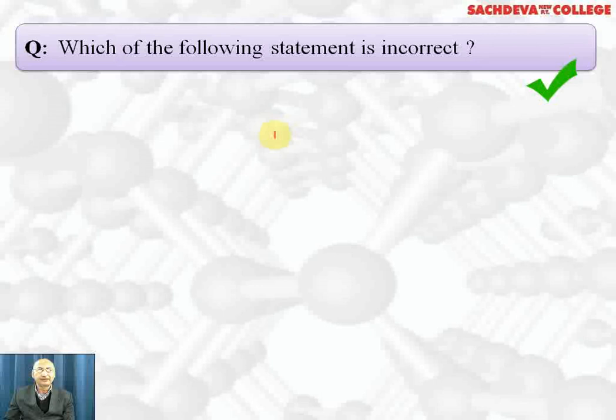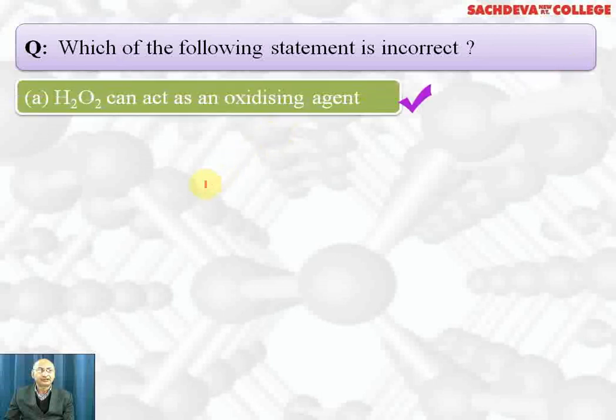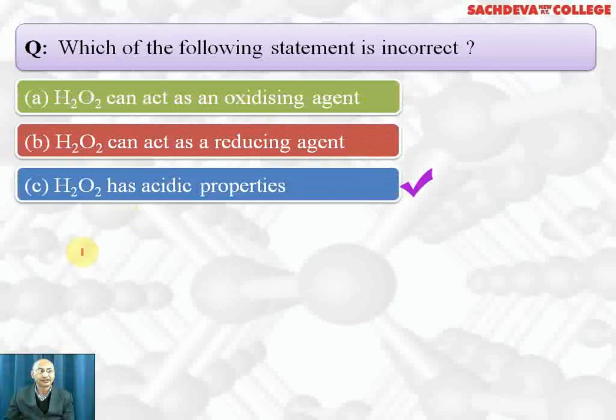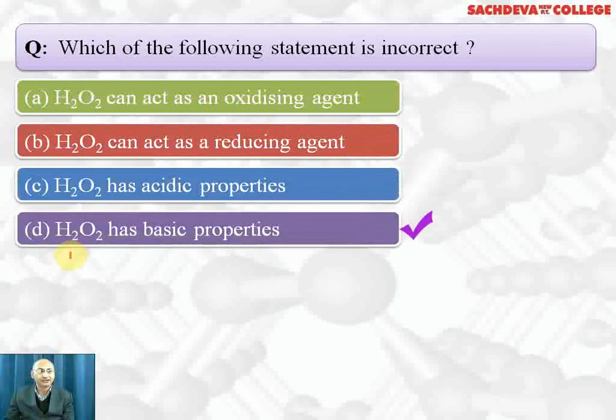Which of the following statements is incorrect? Hydrogen peroxide can act as oxidizing agent. Hydrogen peroxide can act as reducing agent. Hydrogen peroxide has acidic properties. Hydrogen peroxide has basic properties. D part is the incorrect statement because hydrogen peroxide does not have basic properties. It has acidic properties and it can act as both oxidizing as well as reducing agent.